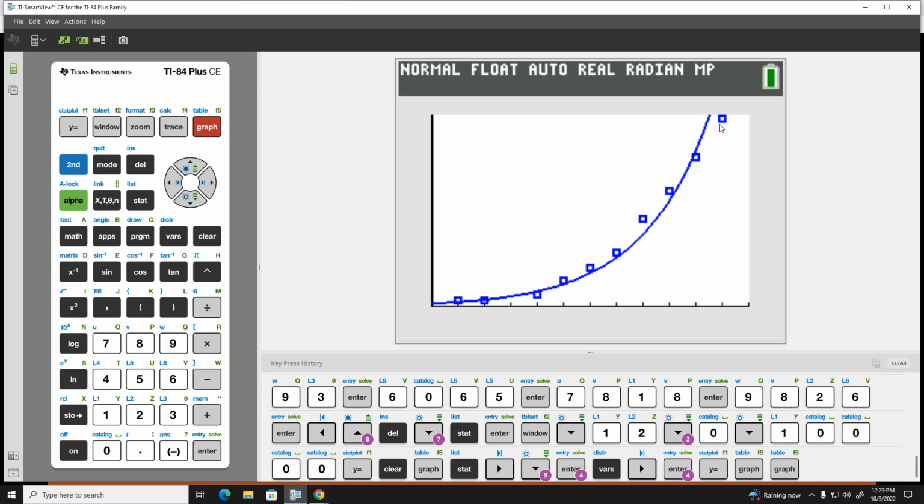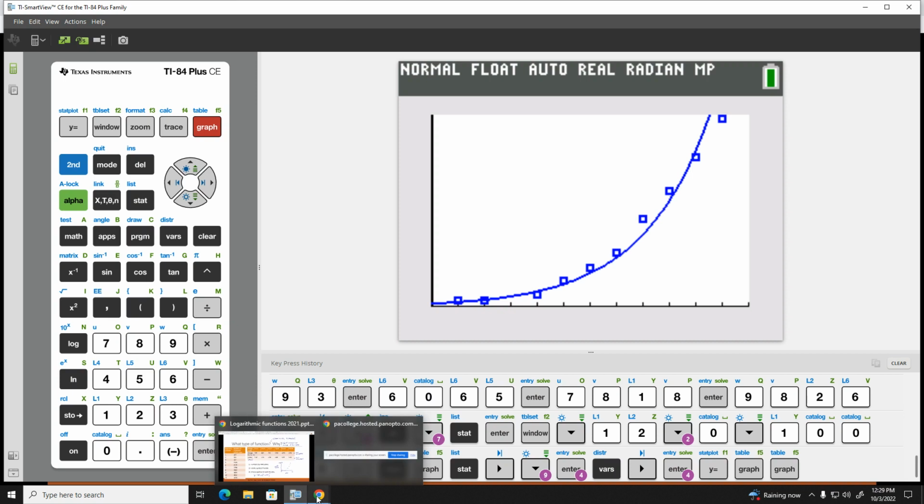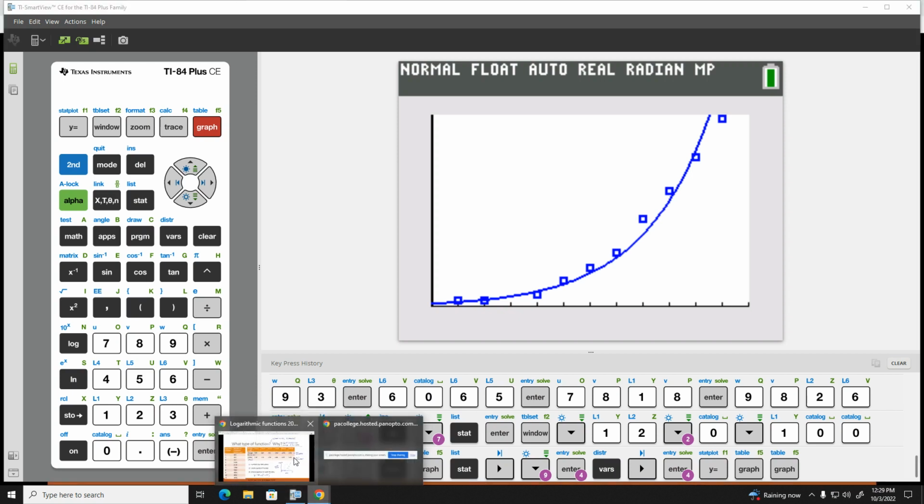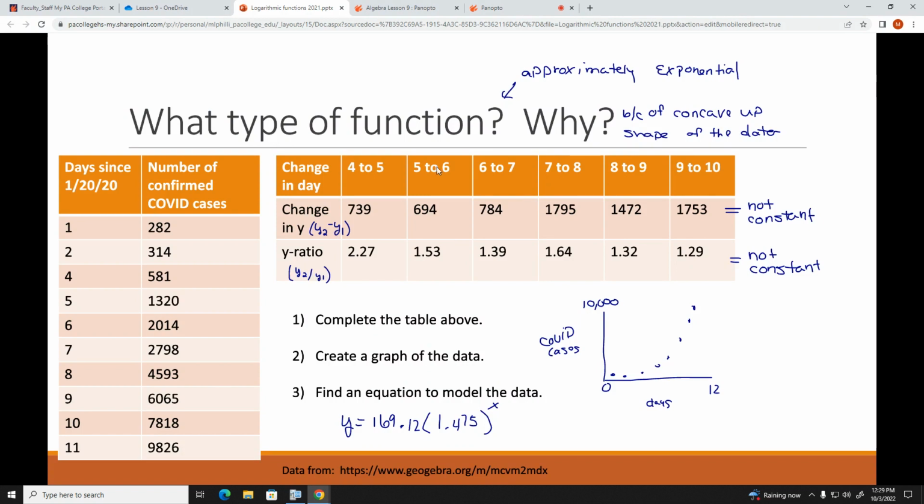That's always the case when you do an approximation. You're going to get an estimator, not the exact values. If it had been exact, we would have found constant ratios, but we didn't, so it's definitely an estimate, but a much better estimate than if we had used a line for this graph. So to review, what type of function? Approximately exponential. Why? Because of the shape of our data.